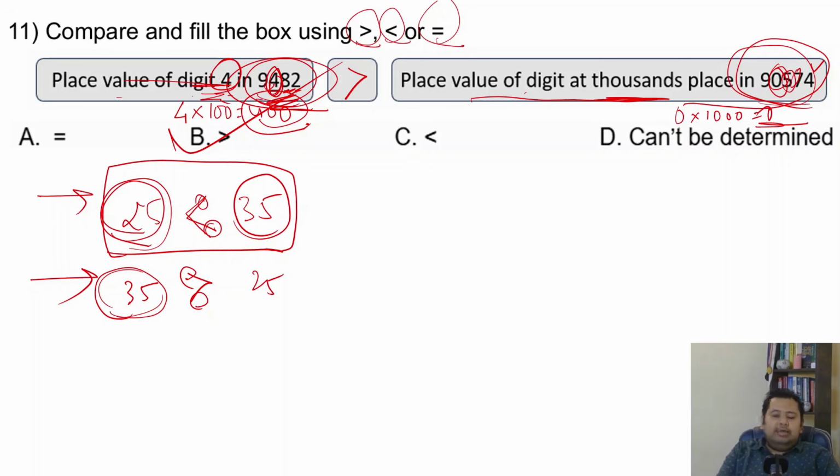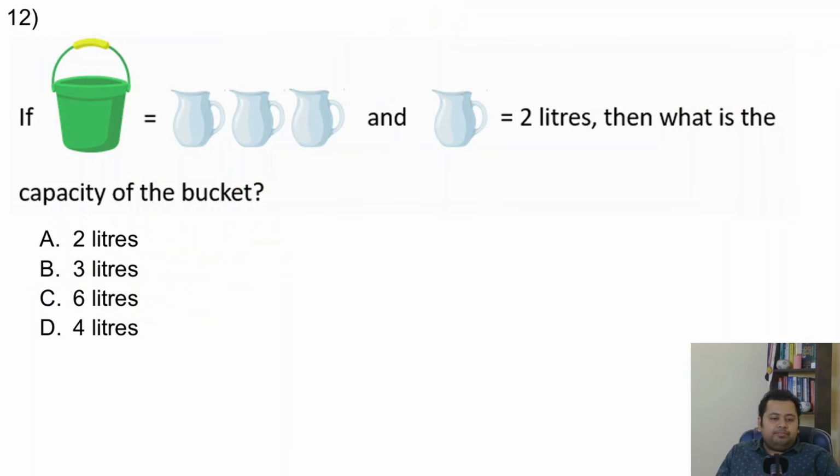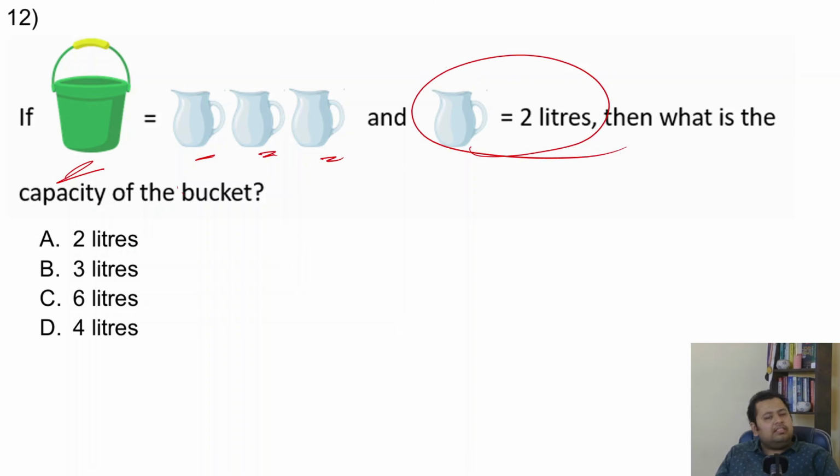Now let's go to question number 12 and solve this one. If a bucket is equal to three jugs, and one jug is 2 liters, then what is the capacity of the bucket? Very easy one, right? So a bucket is equivalent to 3 jugs, and one jug is what? 2 liters. So what is the capacity? Pause it, solve it, and then we meet after the break.